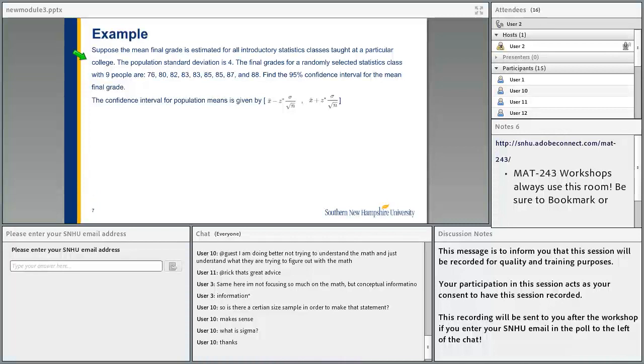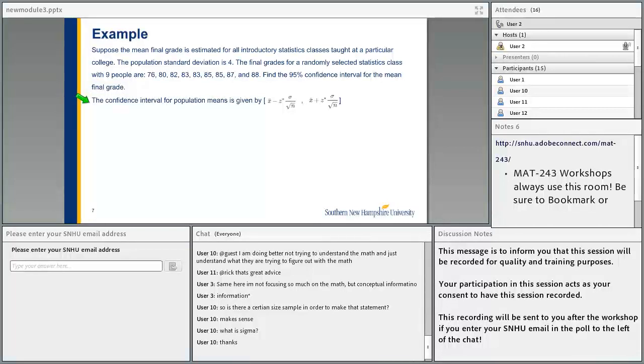So let's do an example. This is from Zybooks. Suppose the mean final grade is estimated for all introductory statistics classes taught at a particular college. The population standard deviation is 4. The final grades for a randomly selected statistics class with 9 people are given. Find the 95% confidence interval for the mean final grade.